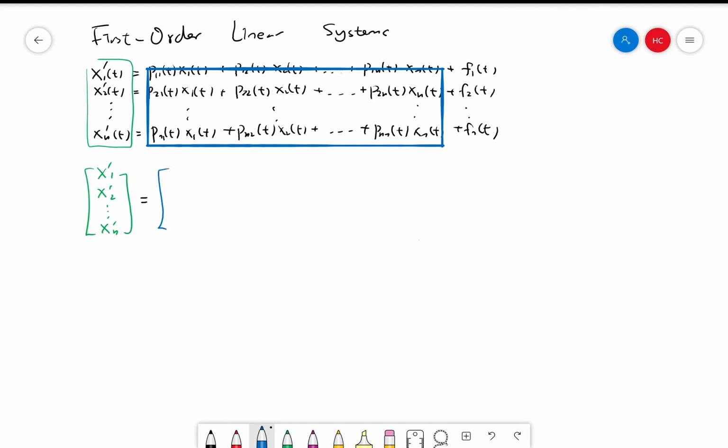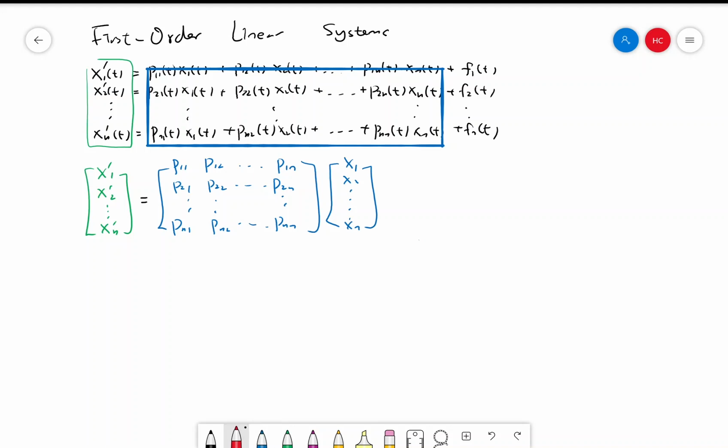So the matrix has coefficients p11, p12, p1n, p21, p22, p2n, all the way to pn1, pn2, pnn. And the vector you're multiplying by is the vector x1, x2, all the way to xn. And then you have the constant term, f1, f2, all the way to fn. Okay, so that's one way to write it.